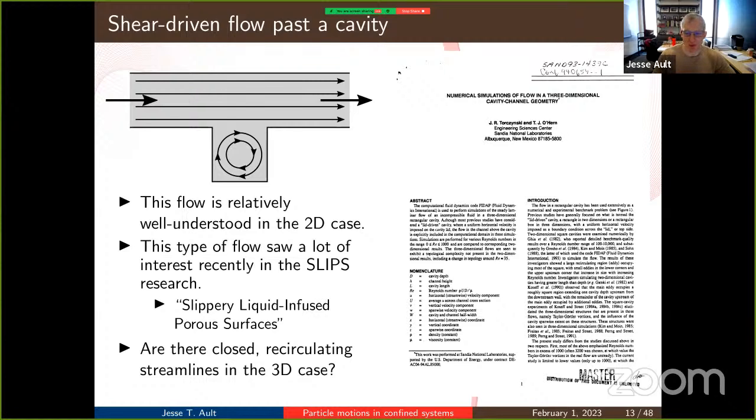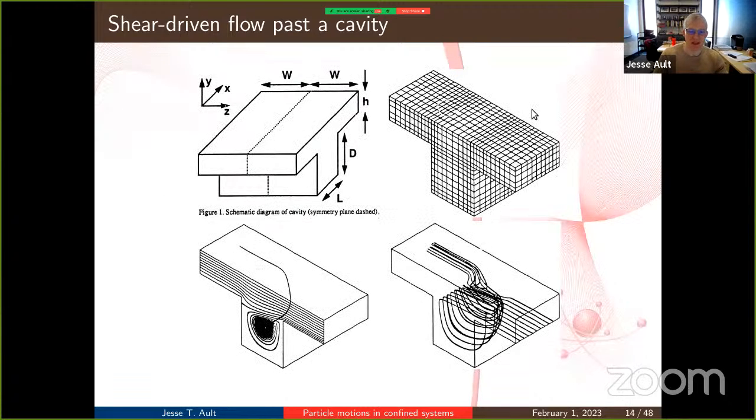So we did find one piece of evidence that this is the case, in particular, this conference paper, Numerical Simulations of Flow in a 3D Cavity Channel from Torchinsky and O'Hearn. And essentially, they were looking at this flow with a symmetry boundary condition at the center, and they did, I'll call them crude, but for the time, computational power was expensive. And so you can see the grid here. It's relatively coarse, but they were able to see these two effects.